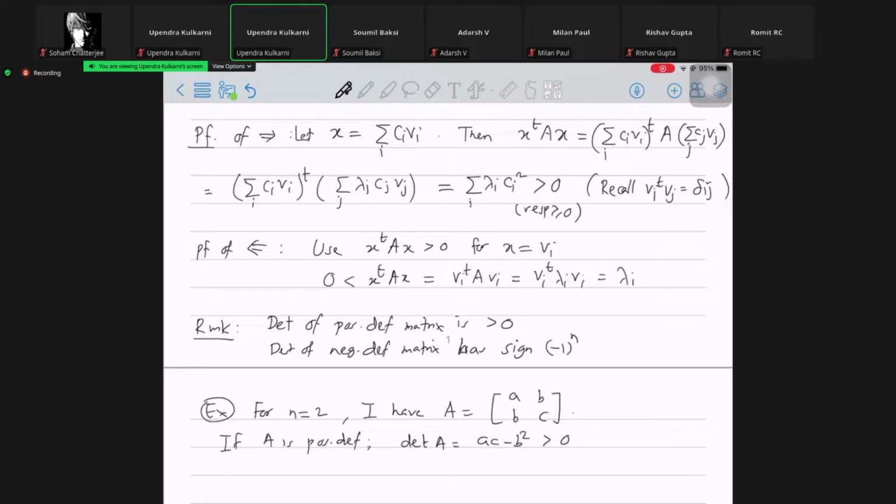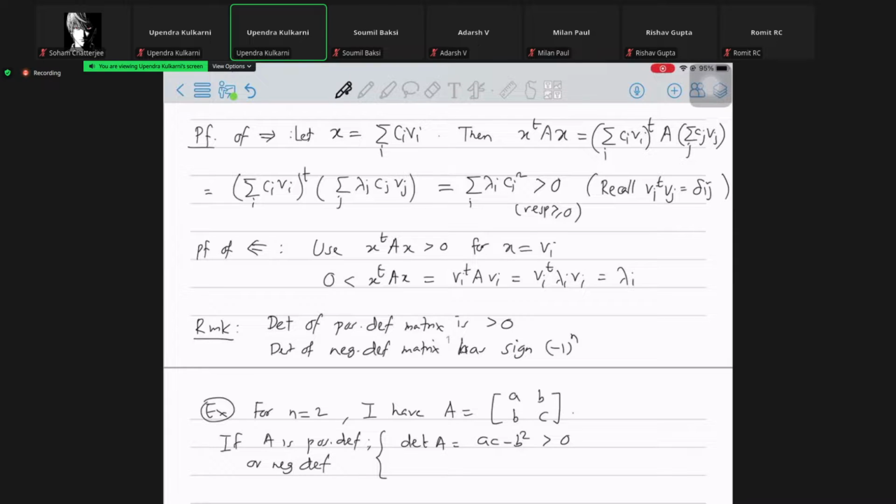Okay, but in fact, let's do one more thing. The positivity of the determinant has to be true regardless of whether A is positive definite or negative definite. In both of these cases, the determinant has to be greater than 0.